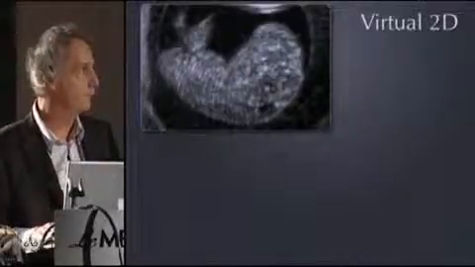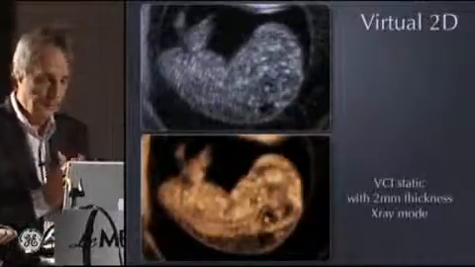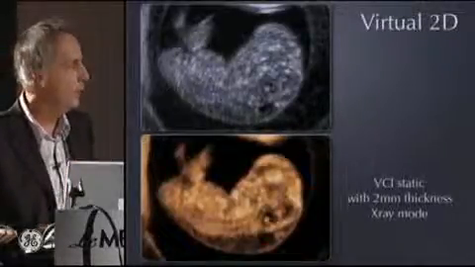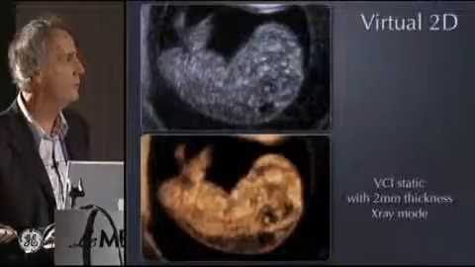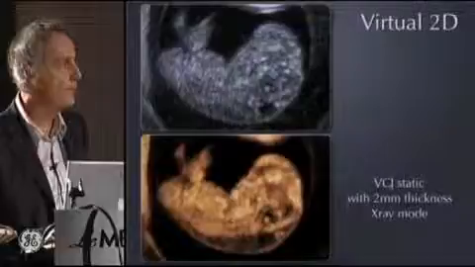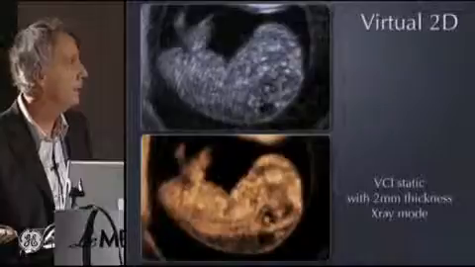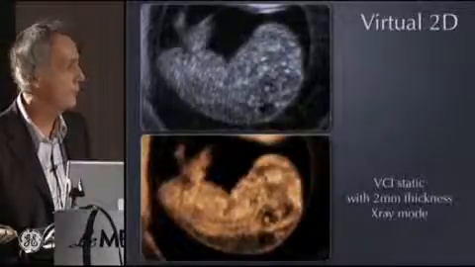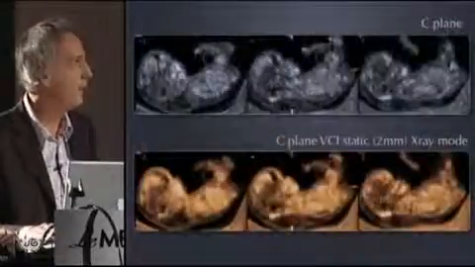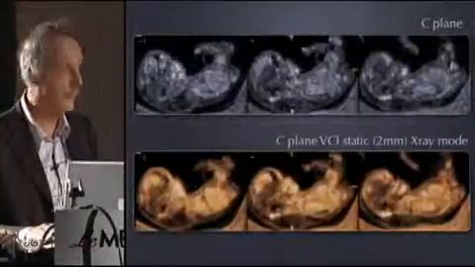This is a C-plane. And if you choose the VCI, that means you don't work with a section, but you work with the thickness of a section, you can obtain it exactly the same, in the same position. This is a section, and this is using VCI static with 2 mm of thickness and X-ray, but with the transparency mode. Here, you cannot do the measurement of the nuchal translucency, and you can do it here. Another example of the use of the C-plane without and with the VCI static.